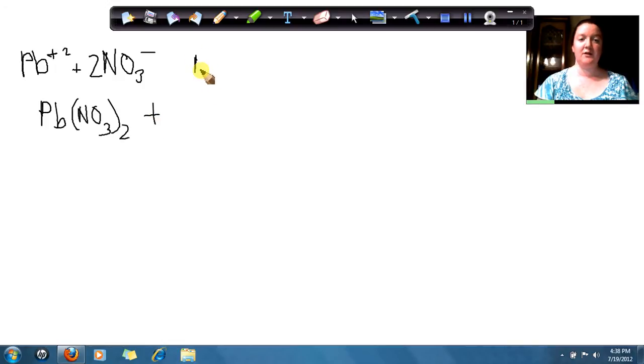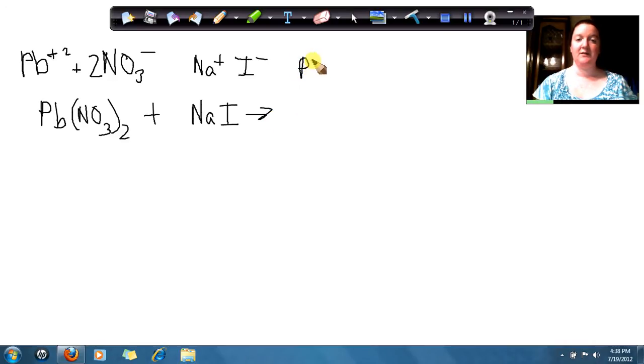Now we know that sodium has a +1 charge. We know that iodide has a -1 charge. So sodium iodide is simply NaI. And that's reacting to make lead 2 iodide.